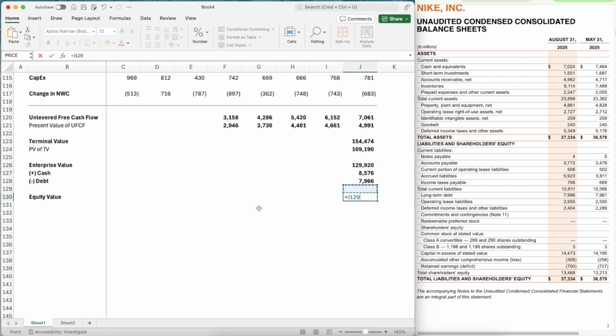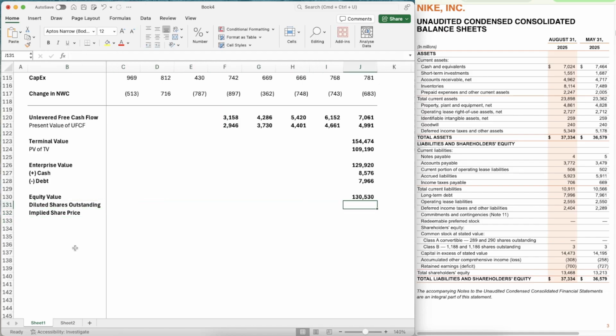The equity value is you take the enterprise value, you add back in your cash, you subtract your debt. It's fairly, I mean, they're fairly similar because the cash and the debt seem to be balancing each other out. Equity value, diluted shares outstanding. And from there, we get our implied share price.